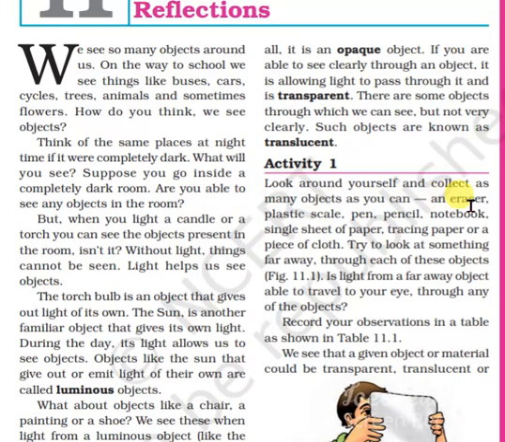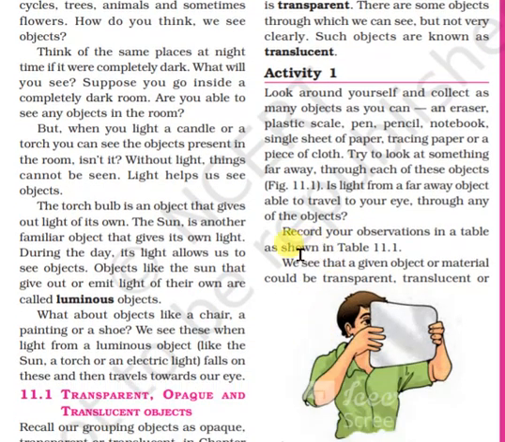Look around yourself and collect as many objects as you can: an eraser, plastic scale, pen, pencil, notebook, single sheet of paper, tracing paper, or a piece of cloth. Try to look at something far away through each of these objects. Is light from a far away object able to travel to your eye through any of the objects? Record your observation in the table.